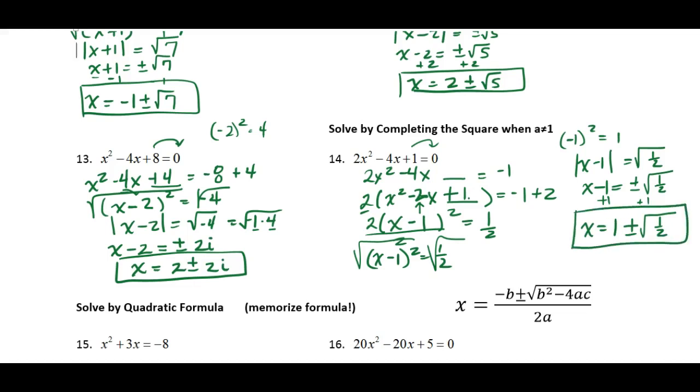Okay? So we just factored out the 2 and added a step right here. Okay? That's all we had to do when that a value is not 1.